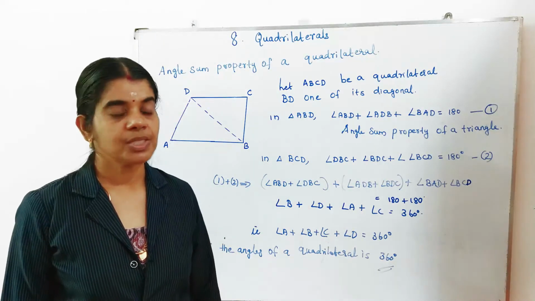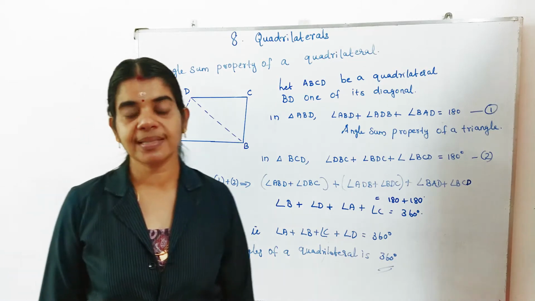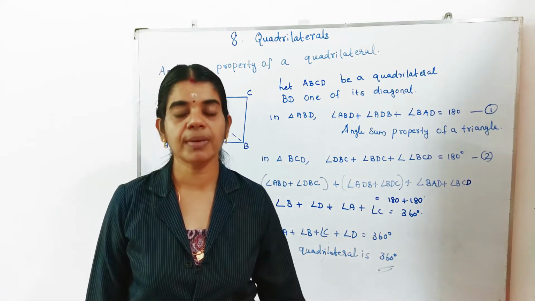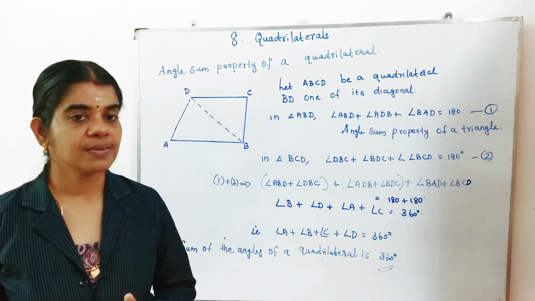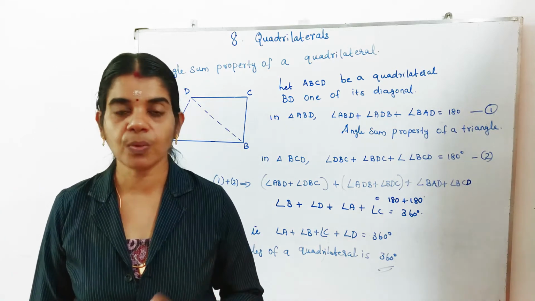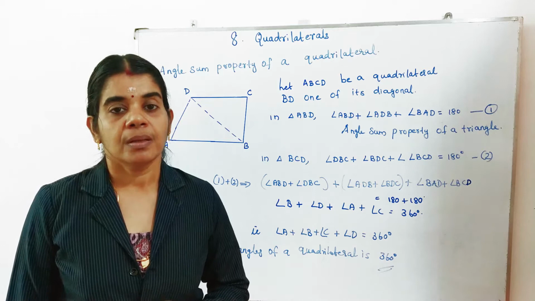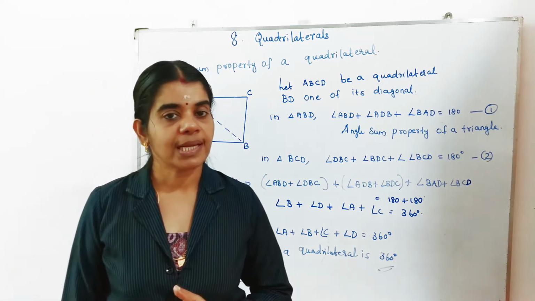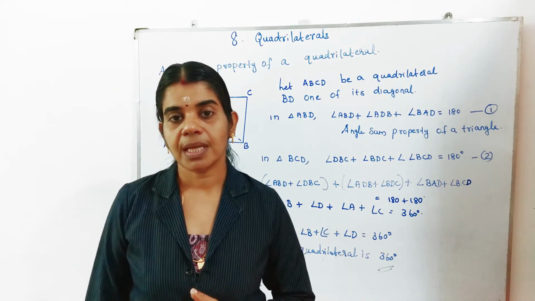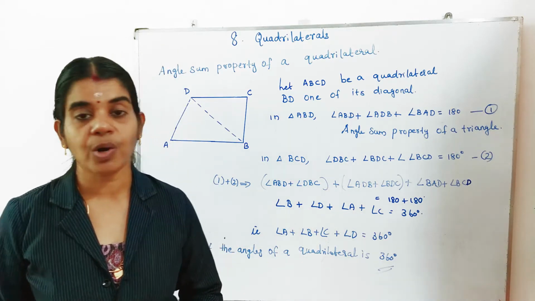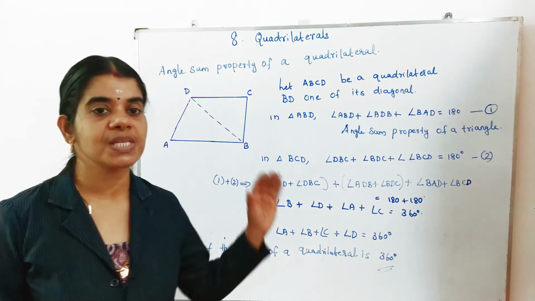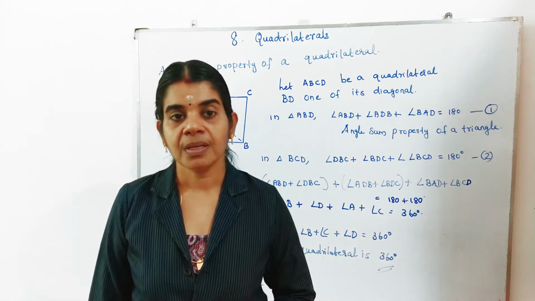Maths class. Today we are starting a new lesson, that is quadrilaterals. What is meant by quadrilateral? Four-sided shapes, known as four-sided polygons, are known as quadrilaterals. Mainly which quadrilaterals do we know? Rectangle, square, parallelogram, trapezium, rhombus, kite, all come under the quadrilateral.